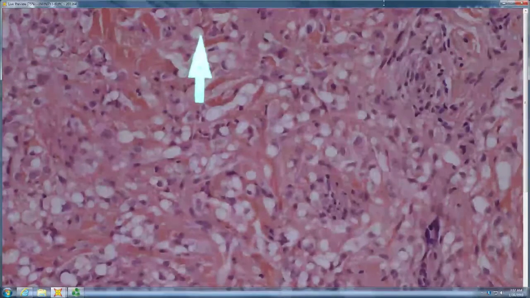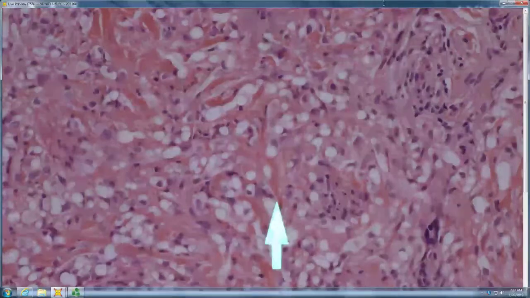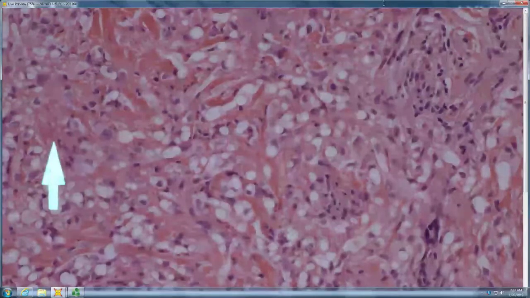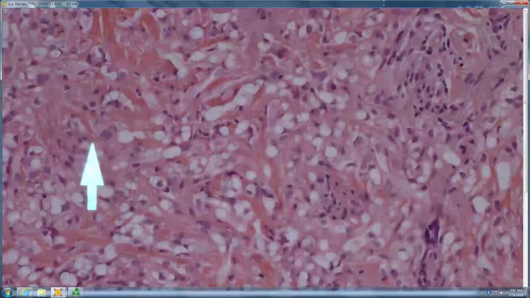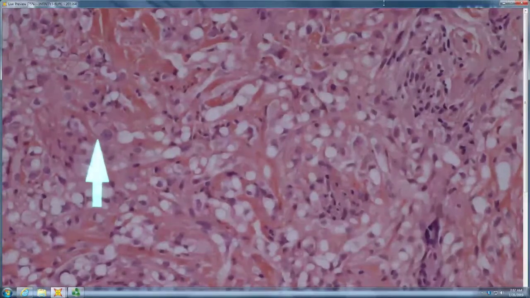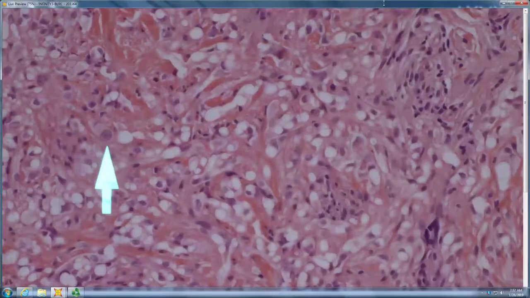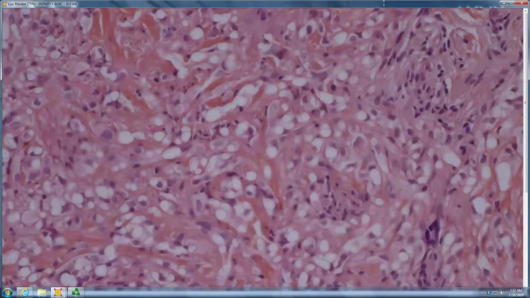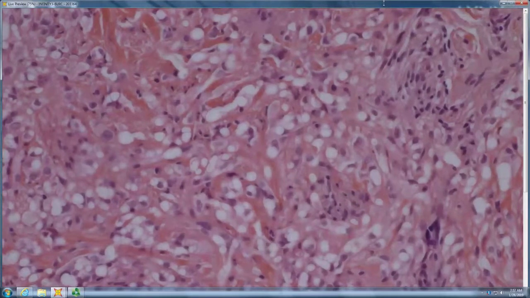Lots and lots and lots of little round circles. Look almost like fat. And then epithelioid cells in between. Yep, correct. Epithelioid hemangioendothelioma, which is a low-grade angiosarcoma, sheets of epithelioid cells, little round, resembling fat, white circles.